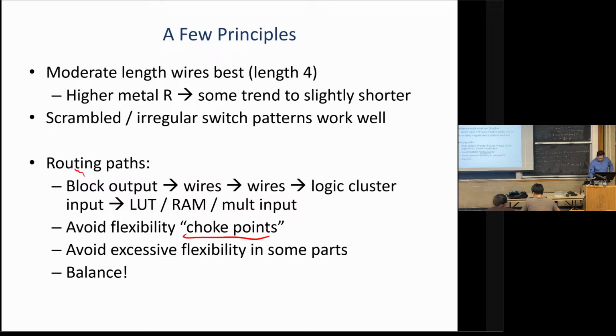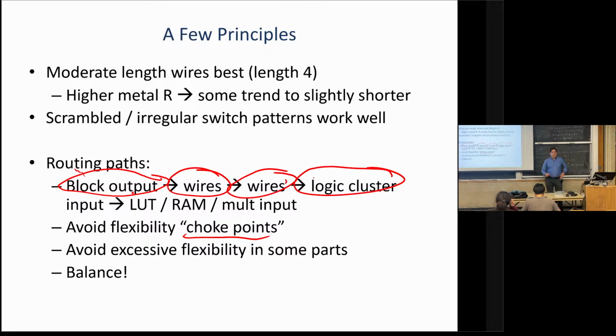Okay, so what I mean by that is, let's say I made it really hard to go from block outputs to wires, lots of switches to go from wires to other wires, but then I decided I wouldn't make very many switches to go from wires to logic cluster inputs. That's where I'm now going to get most of my routing blockage. It's going to be my biggest problem.